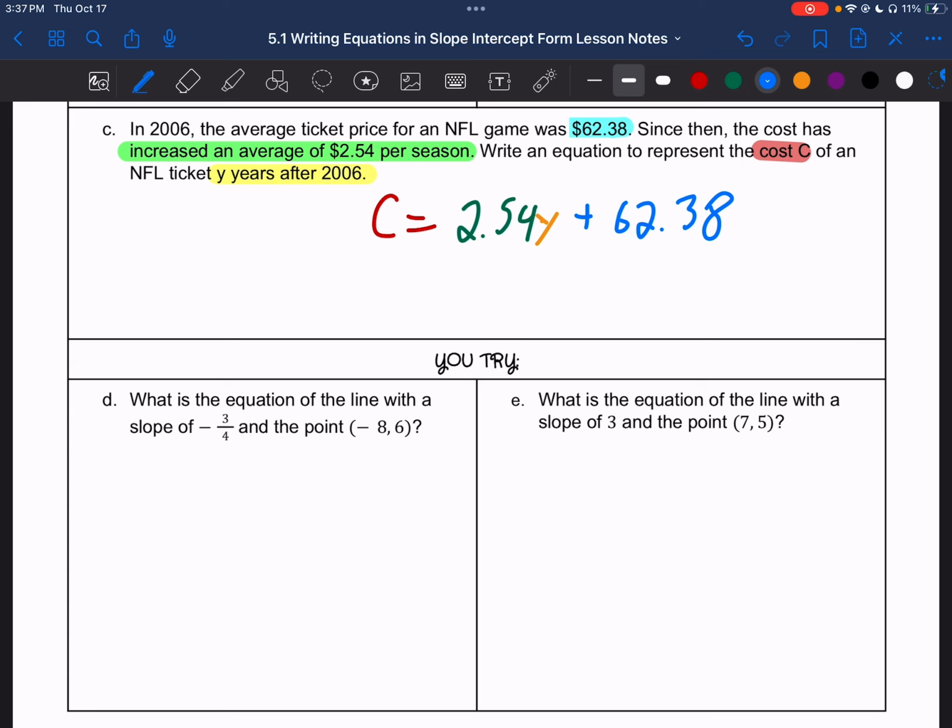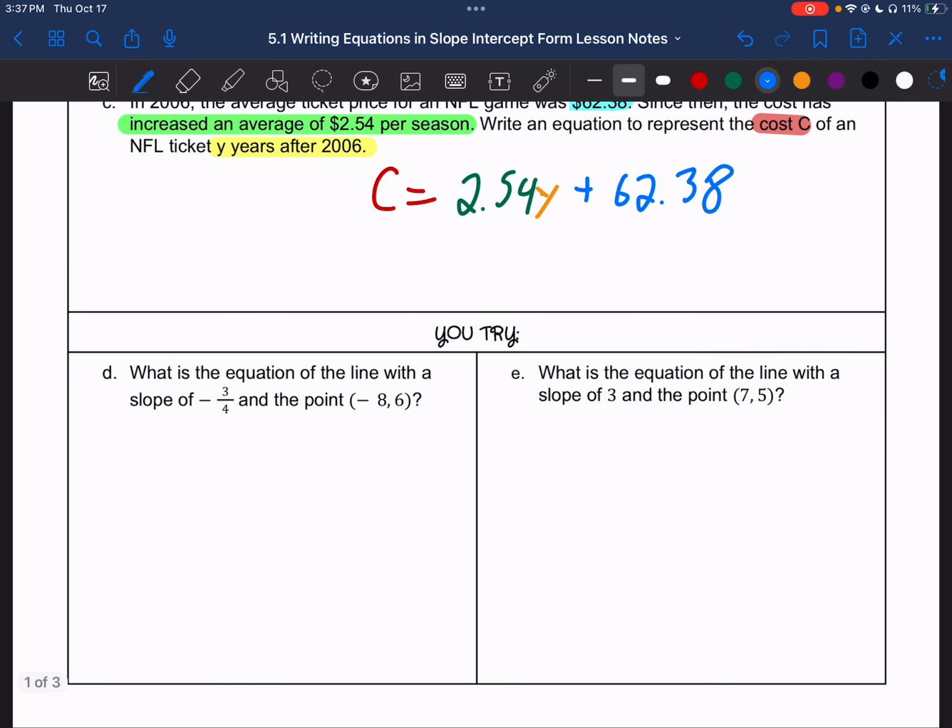Now, questions D and E are your try problems. Do them on your own, and then come back and check your work against mine.